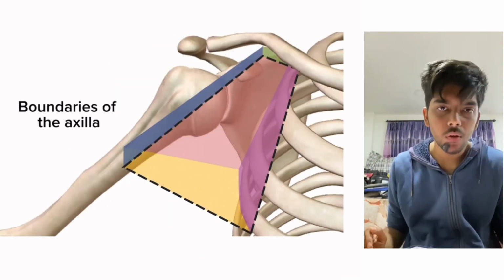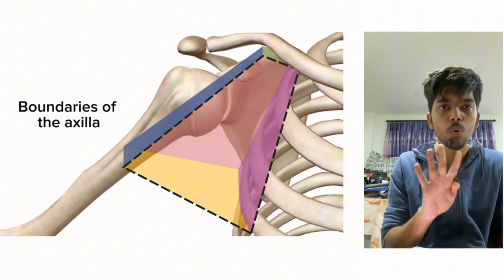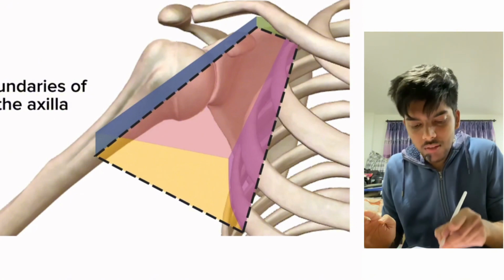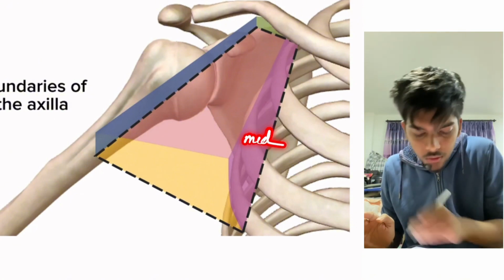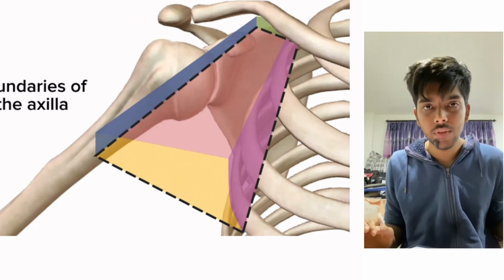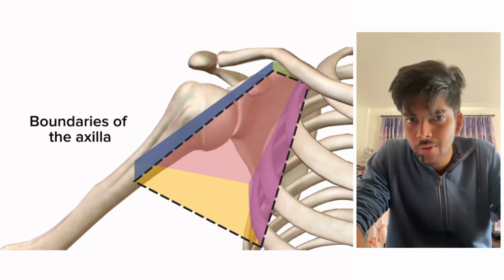Now that we are done with apex and base of the axilla, all that remains are the four walls of axilla: the anterior wall, the posterior wall, the medial wall, and the lateral wall. Let's look at each of them one by one. So let's look at the anterior and the posterior wall of the axilla.